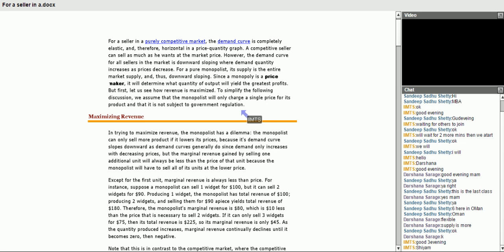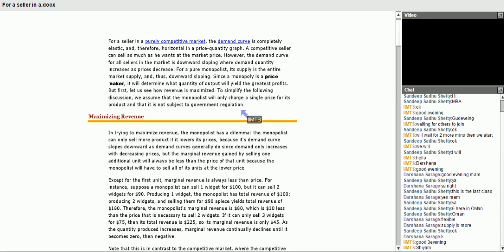So that is a clear depiction of this fact. Note that this is in contrast to the competitive market, where the competitive firm can sell all that it wants at the market price. There the price was fixed. The price was given by the market and the firms were only to sell their products at that price. So it was not a problem. So its marginal revenue is equal to the price, which is equal to the market price. That we have seen in the last class with the help of certain graphs.